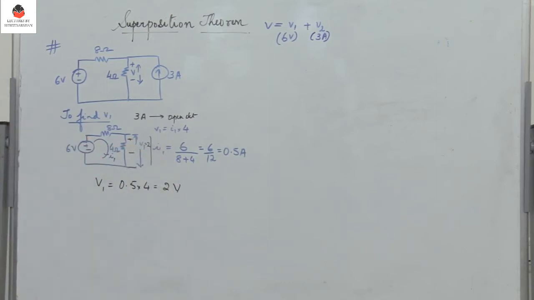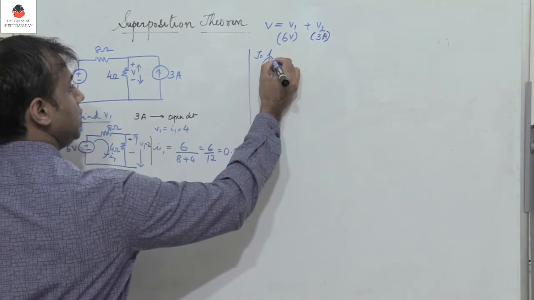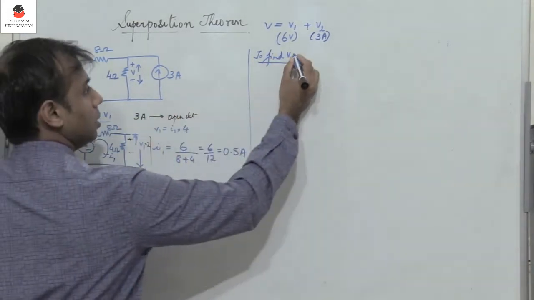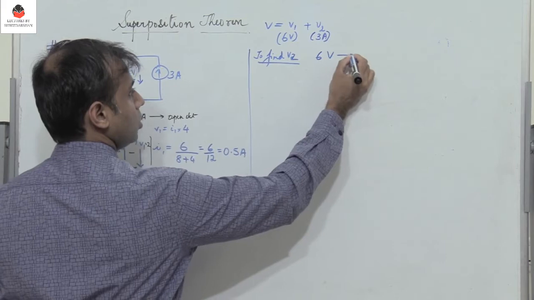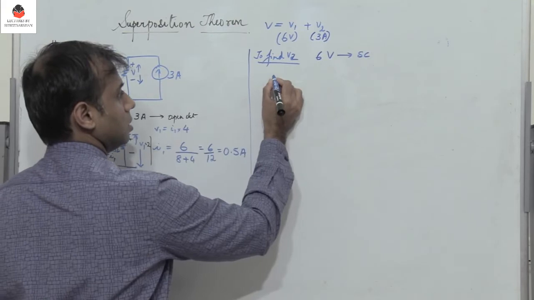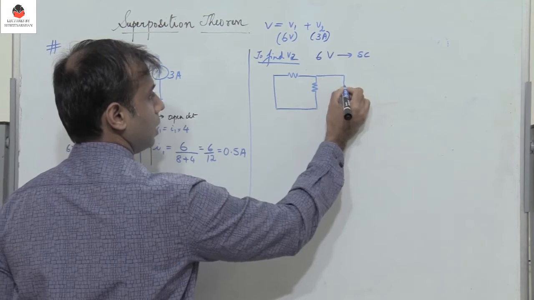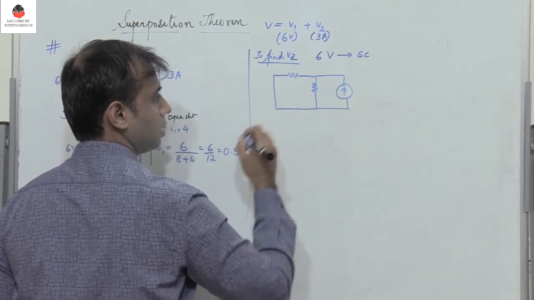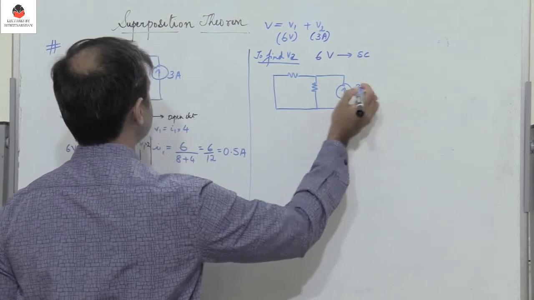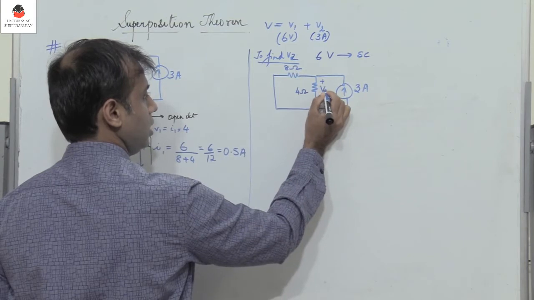Now let us try to find the voltage across 4 ohms by considering the current source of 3 amperes. So to find V2, the 6 volts is now replaced by a short circuit. So let me redraw the circuit. So you have 8, this is a short, again 4, and then you have the current source 3 amperes. This is 4 ohms, this is 8 ohms, and this voltage is V2.